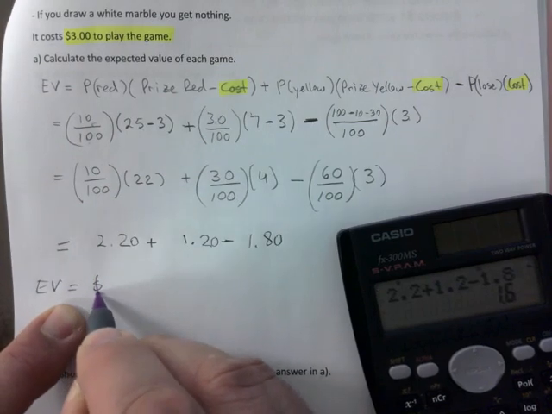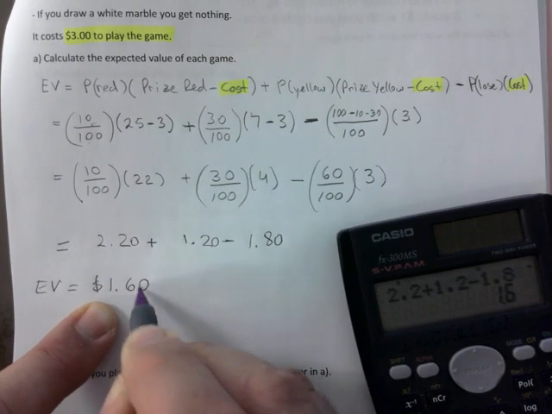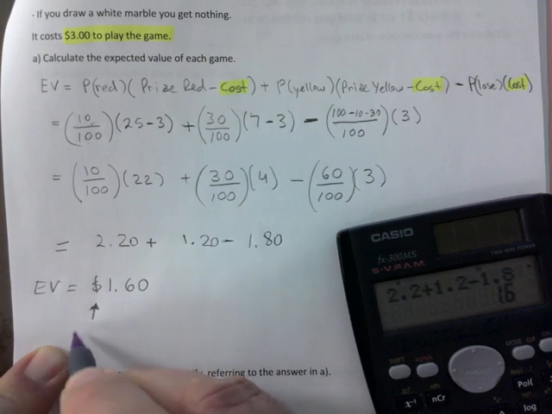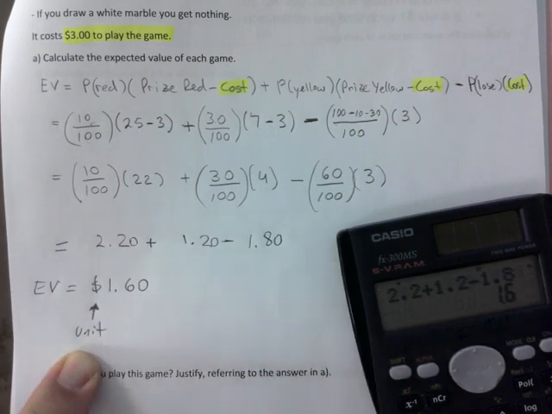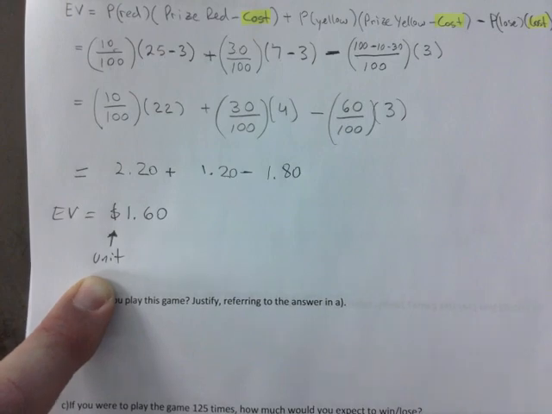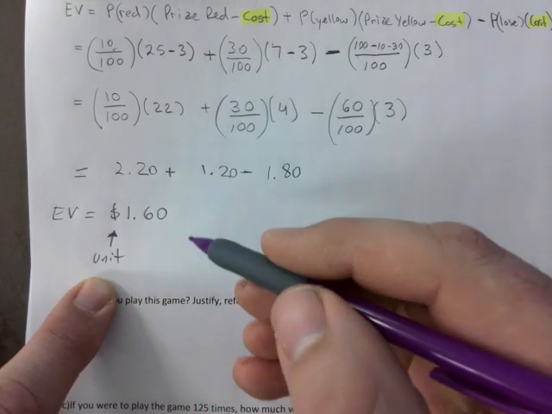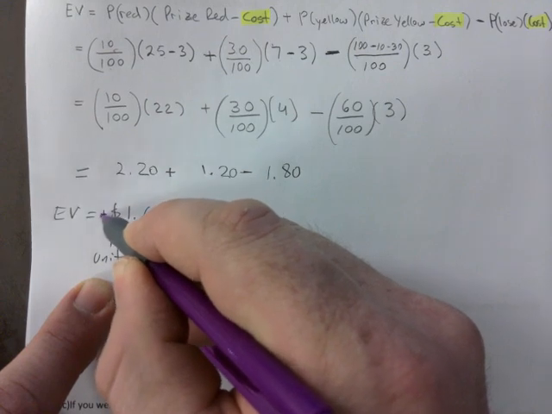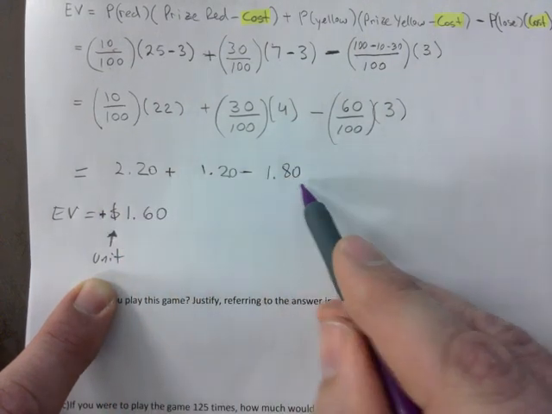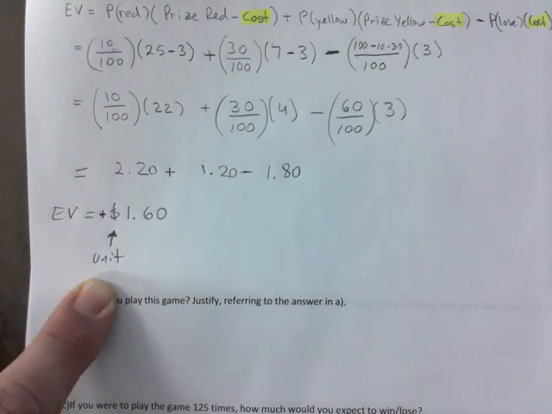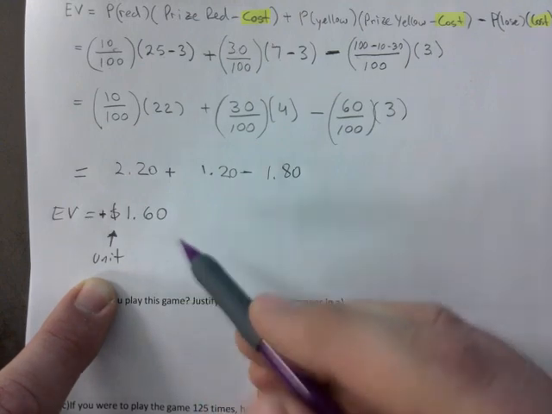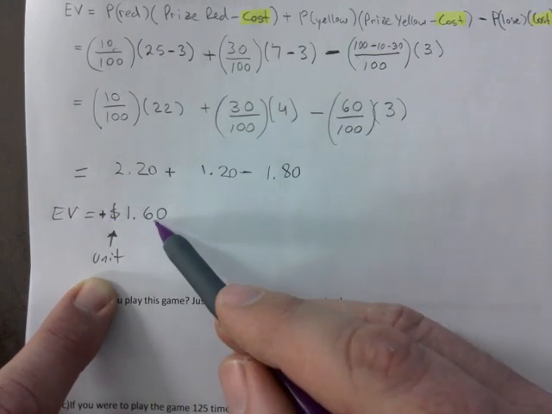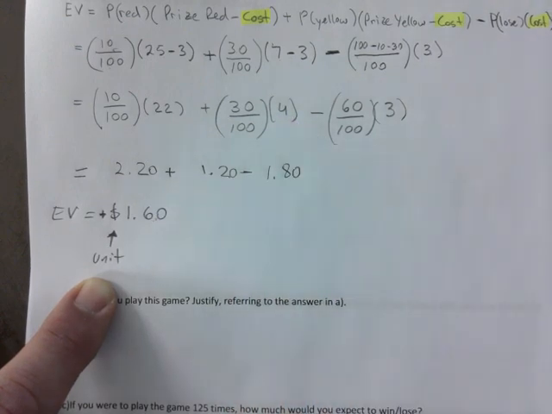I get 1.6. Here's where you put the dollar sign, right? Unit. The unit is dollars, and it's 2 decimals, and it's positive, right? I will put a plus here to indicate, hey, when we type this in, we got a positive. There was no negative in front of it. In other words, it's a positive answer. So you're basically expected to gain $1.60 per game in the long run.